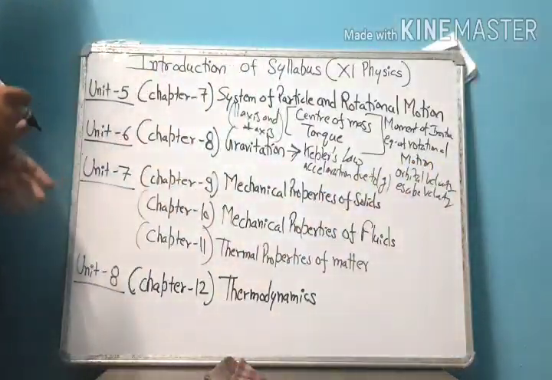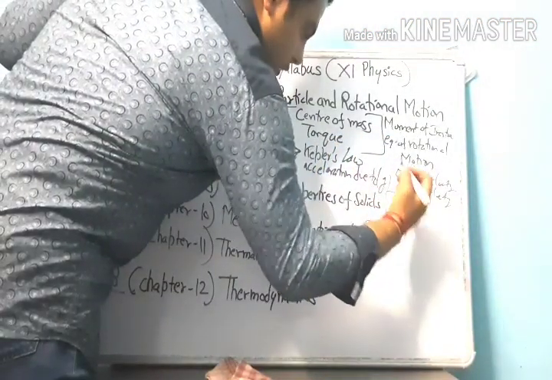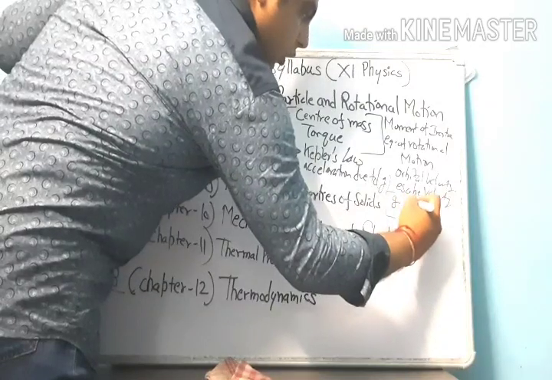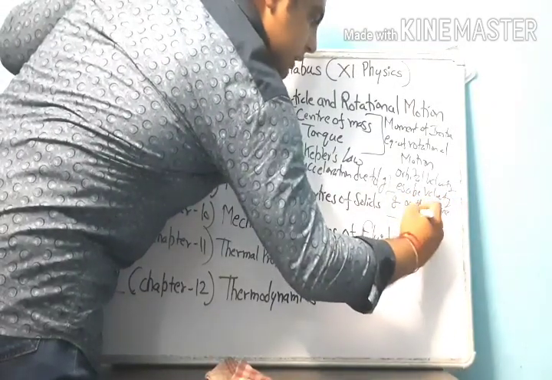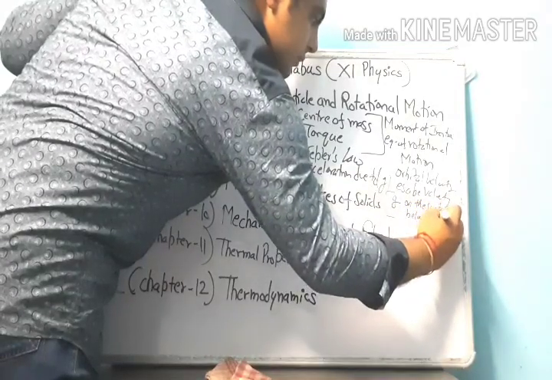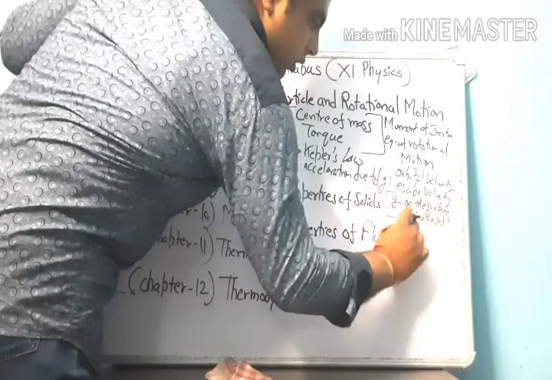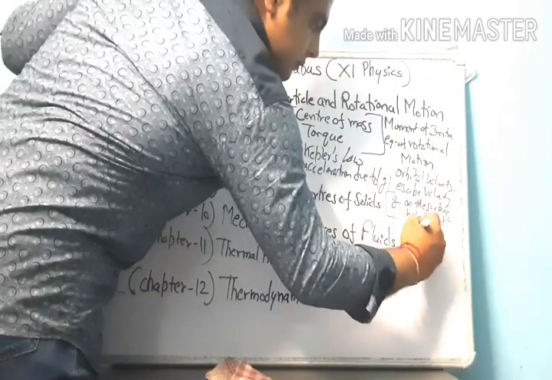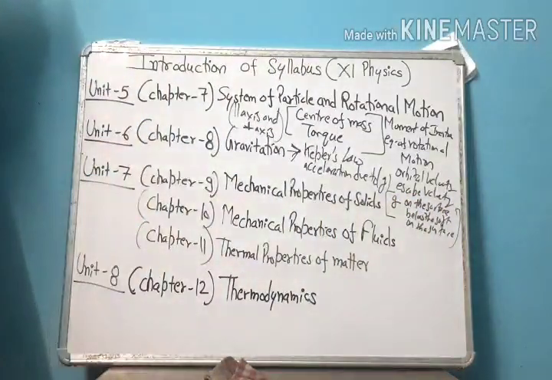And again the most important topic of this chapter is the value of g above the surface of Earth, below the surface of Earth, and on the surface of Earth. These are the main topics of this chapter.